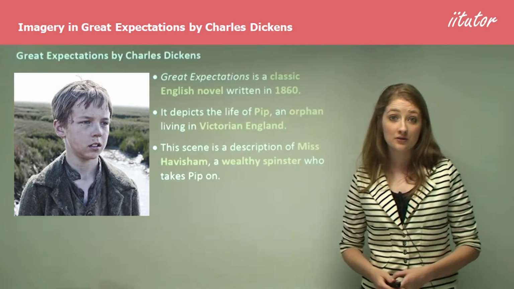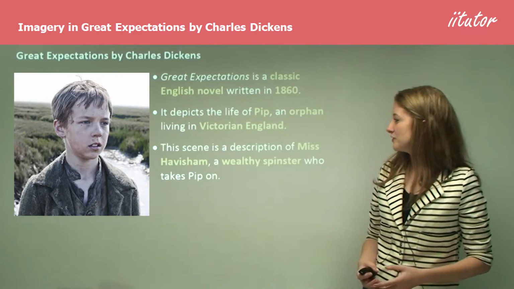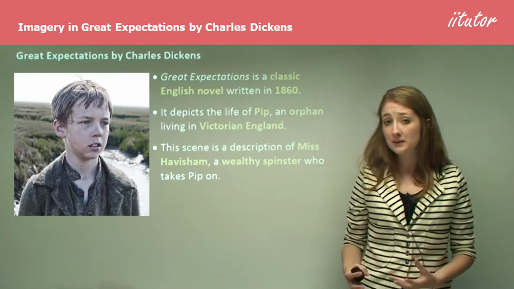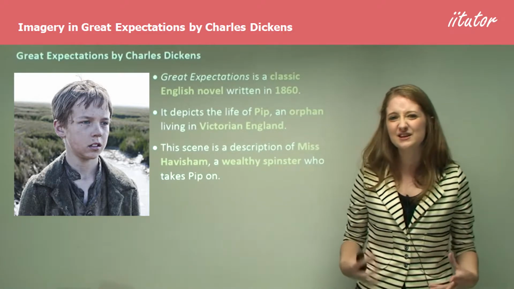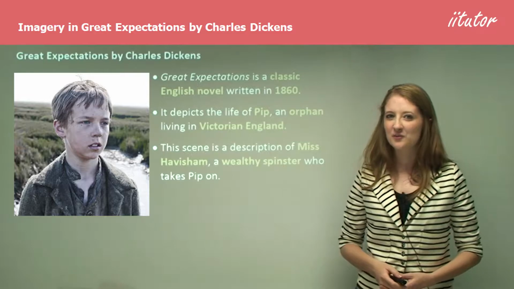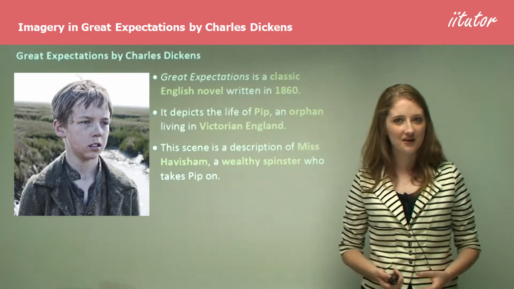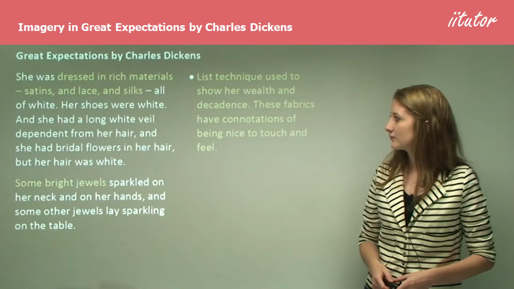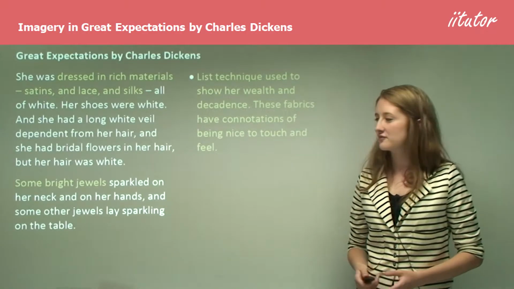This scene, which we're going to be looking at, is a description of Miss Havisham, who's a wealthy spinster who decides to take Pip off the streets and to give him a chance in life. So we'll see the way that Miss Havisham is described and how imagery is used to set her up as a character. So let's look at this extract.